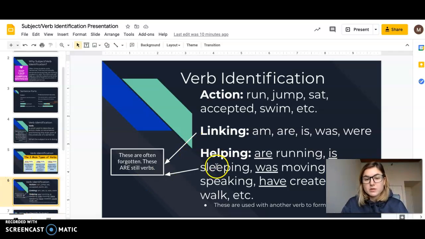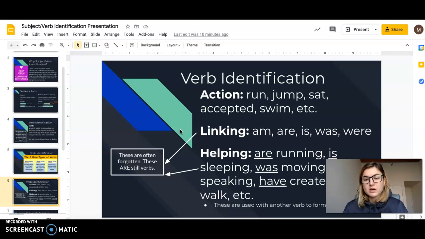Linking and helping verbs are the other 2 types, and these are often forgotten about. A linking verb is a state of being. Am, are, is, was, and were are some common ones. So, I am a teacher. Am would be the verb in that sentence. It's my state of being.